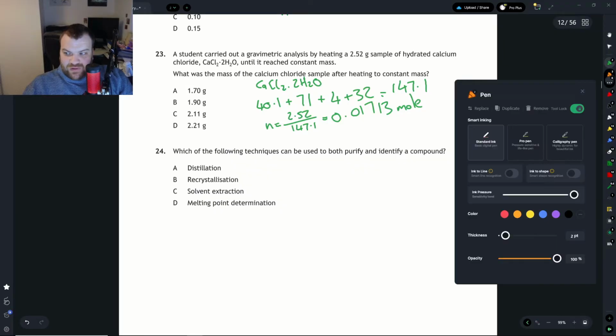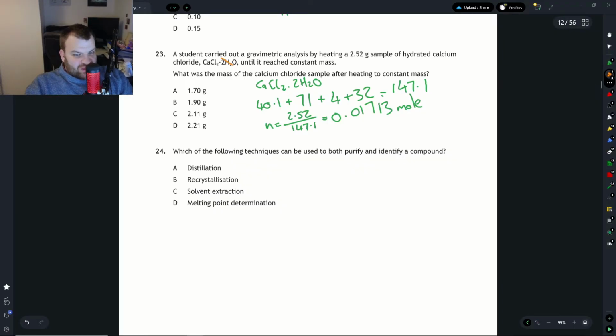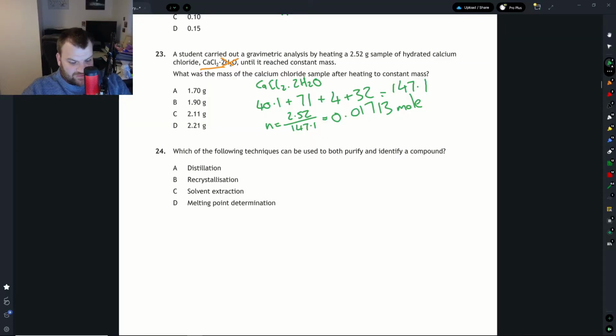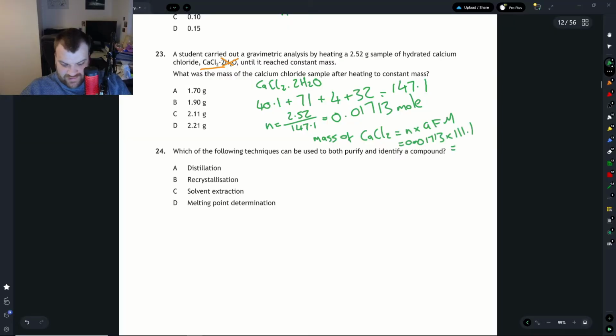We are then going to be losing out the water, but we'll still have the same number of moles of calcium chloride. So if I redo my GFM, but this time I'm going to ignore my hydrogens and our oxygens, that would give me a GFM of calcium chloride without the water as 111.1. If I do the mass of that by doing n times GFM, that gives me an answer of 1.9, which would give us an answer of B for this one.